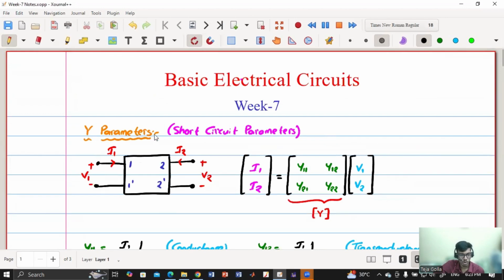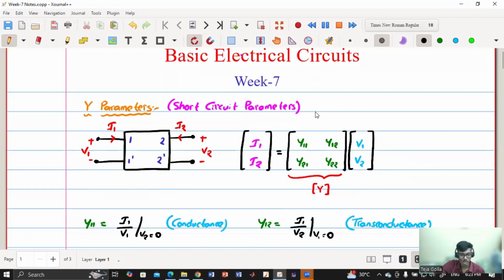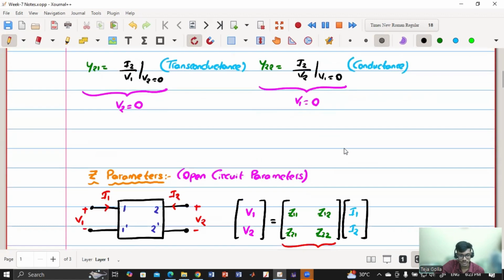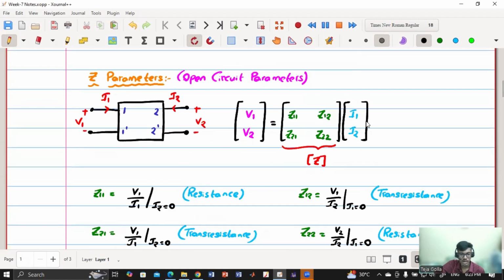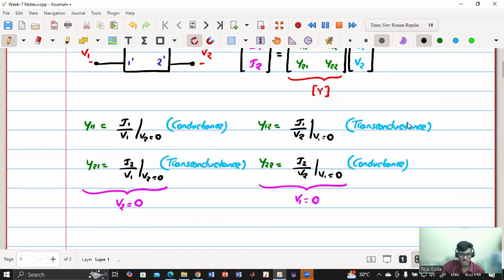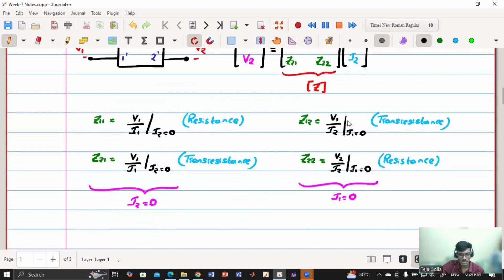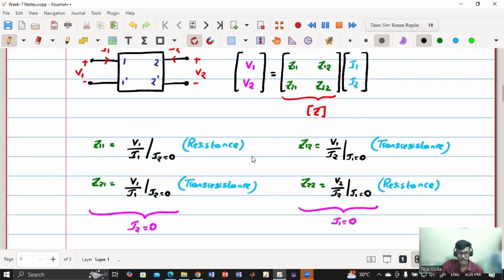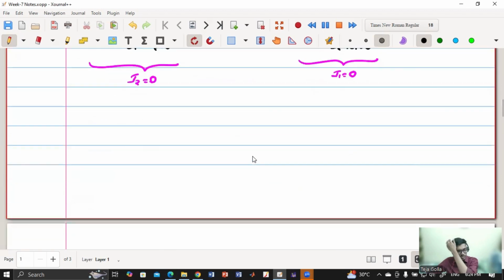So we have discussed Y parameters, which are also called short circuit parameters. In these parameters, currents are the output and voltages are the input, and these are defined in this way. In the case of Z parameters, currents are the input and voltages are the output, and these parameters are defined in this way. So in this case, we have two conductances and two transconductances. Here we have two resistances and two transresistances, and these two are analogous to each other, and the Z matrix is the inverse of the Y matrix, or the Y matrix is the inverse of the Z matrix.